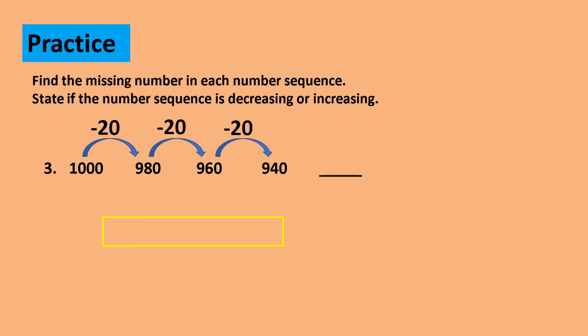So what should be the next number? So just deduct 20 from 940 and that's it. That is 920. Very good. So the sequence is decreasing by 20.